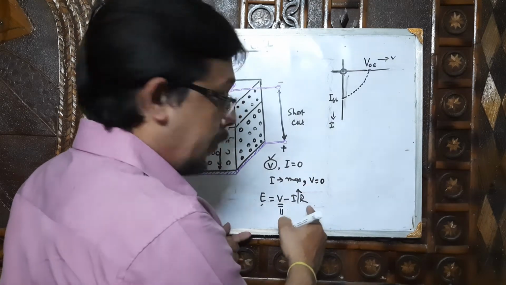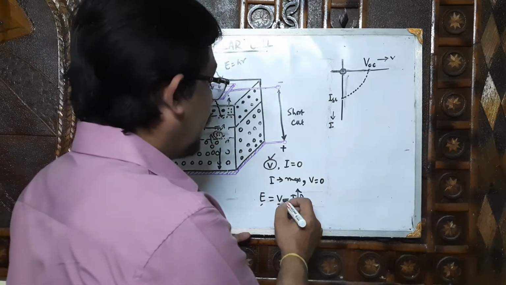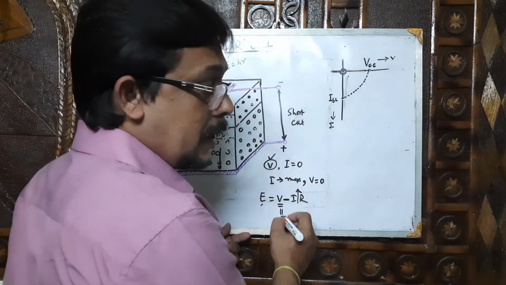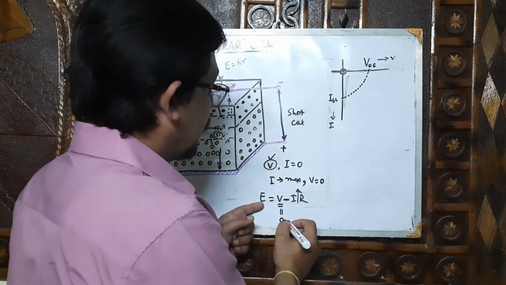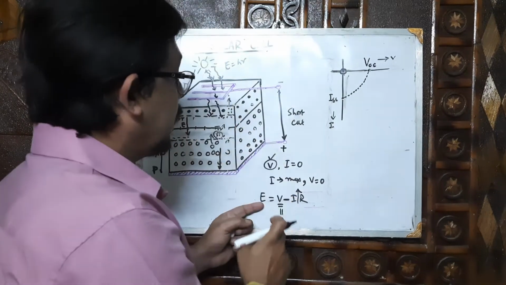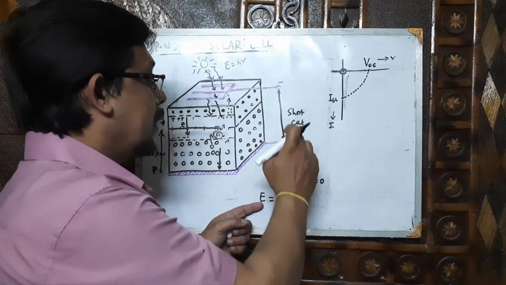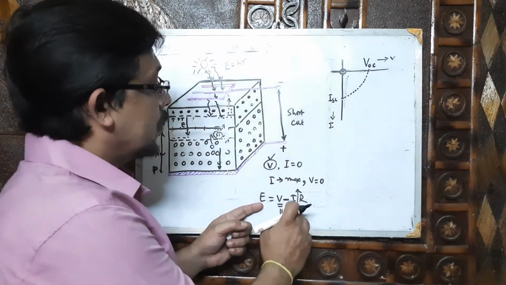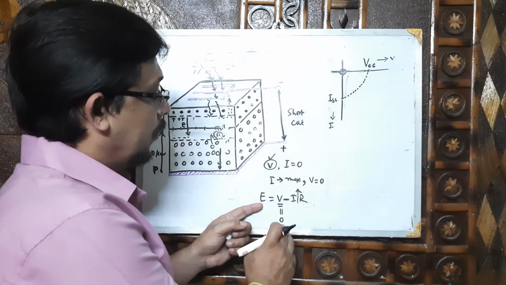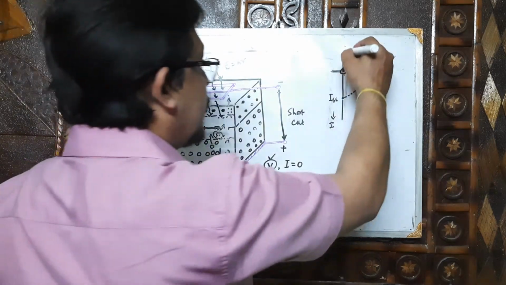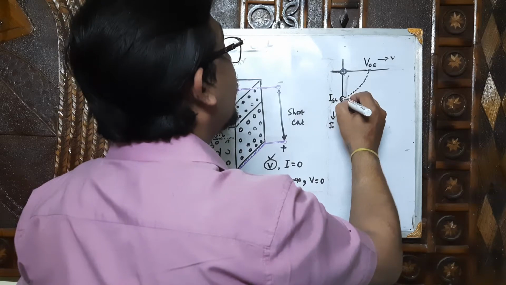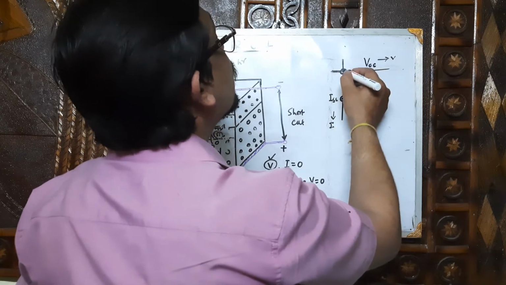Is it clear? Because now I is maximum, so this V should be nearly equal to 0, so that we get the constant value E. To give the constant value E, when I increases to a large extent, V should come down and become nearly equal to 0. So when current is maximum, voltage is equal to 0. In the current axis, suppose this is the maximum current. At maximum current, see, the voltage comes to 0.